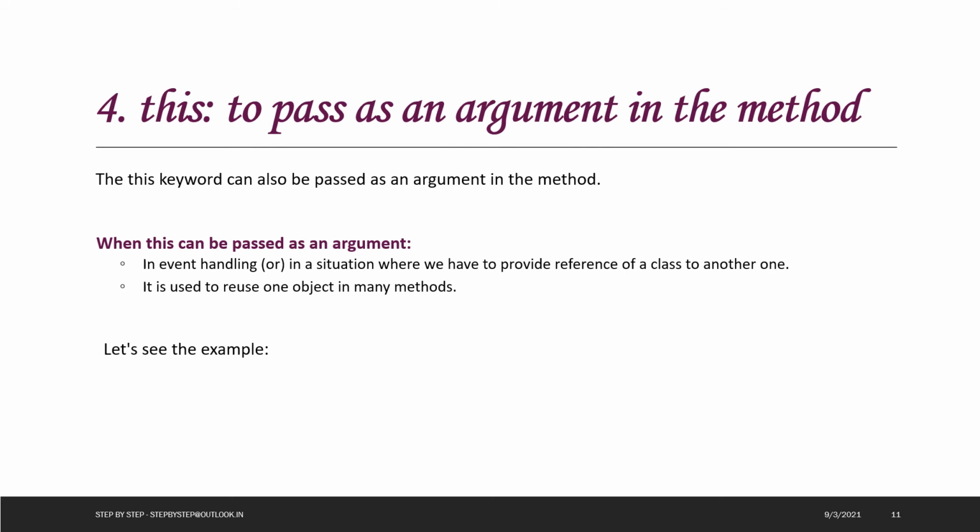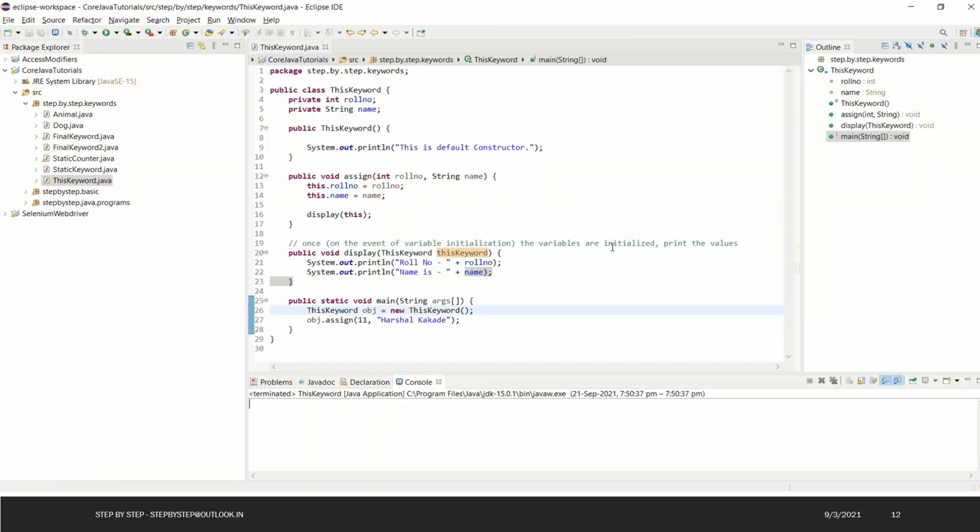When can this be passed as an argument? In event handling, or in a situation where we have to provide a reference of a class to another one. Then it is used to reuse one object in many methods. So let's modify our existing code to understand the fourth usage of this keyword.